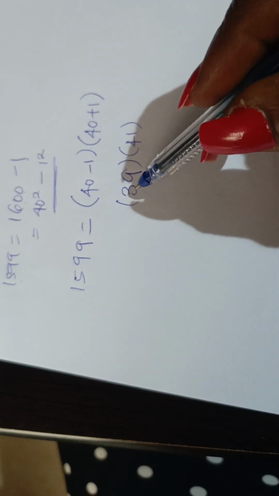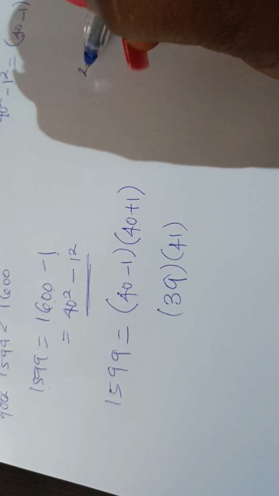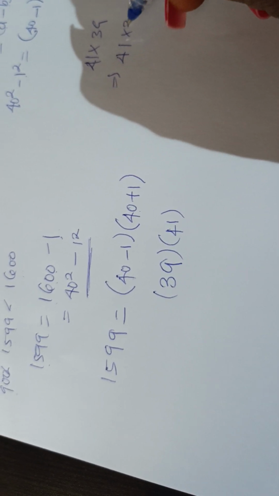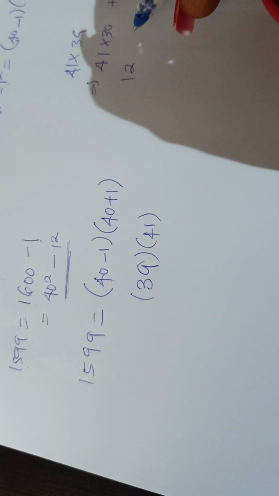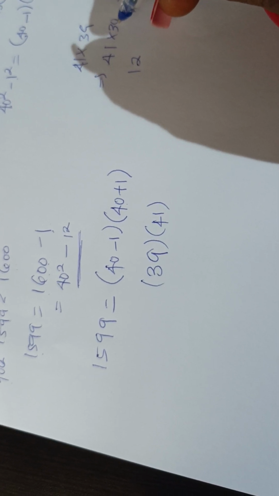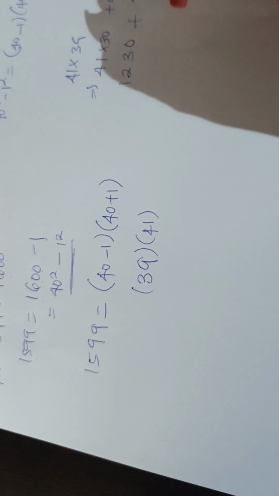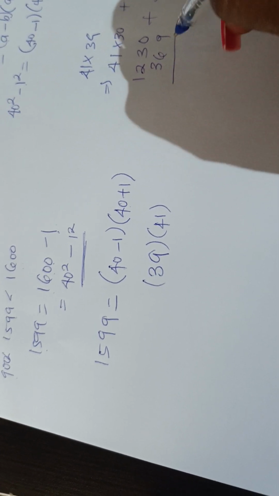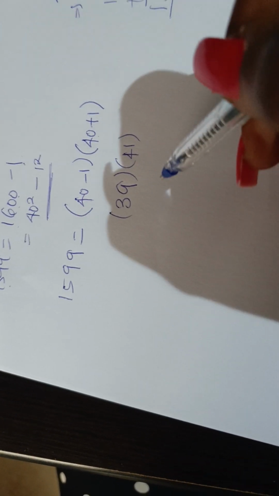Before I proceed, I want us to confirm something. Remember, the product of these two numbers must give you back this. So this is going to be 41 times 39. I always use my expanded form: 41 times 30 plus 41 times 9. So if you multiply, this is going to give us 1230, and here this is going to give us 369. So let's add up 1230 and 369, this is 1599. So it confirms that we are still on the right track.